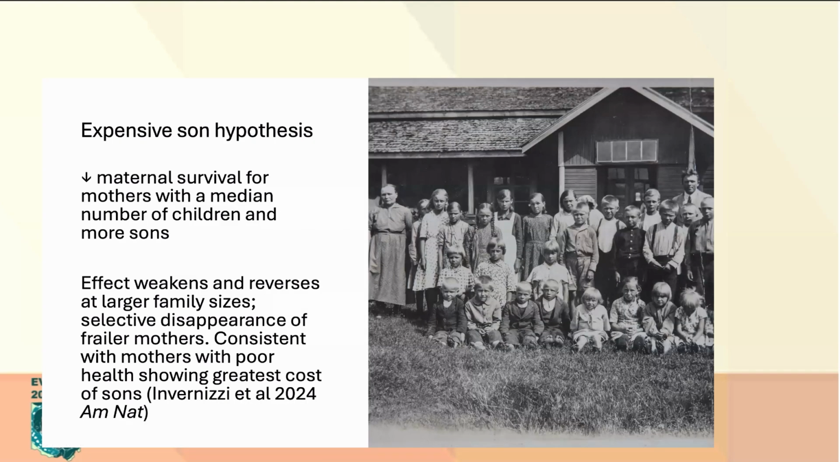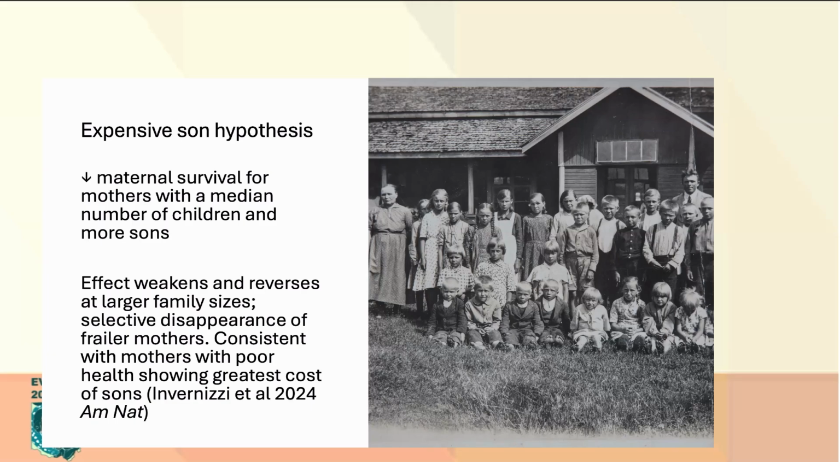So overall, what we found is that there is evidence in our data set for the expensive son hypothesis, but it's moderated by the number of children that a mother has, and is in relation to the total number of sons and daughters a mother has. So we see this reduced survival in mothers with a median number of children and that had more sons than daughters. And this effect size actually weakens and reverses at larger family sizes, which is not what we predicted.